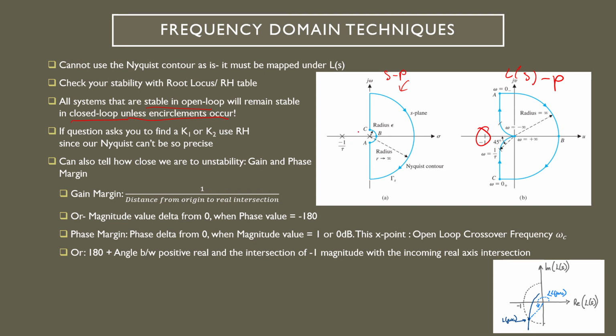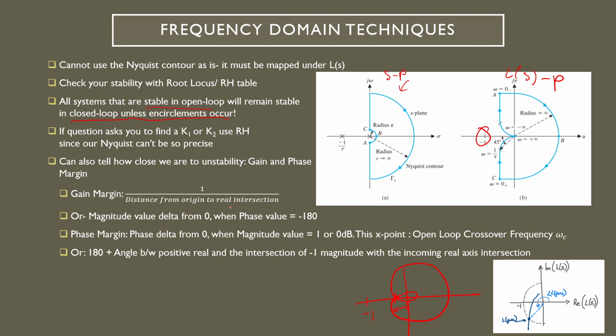So imagine, this is not a very good example, I'll draw out another one here. Imagine a system that has a response that looks like this, and this is -1. There's no encirclements yet, so we can say that this still has a gain margin. We know that when this encircles -1, the gain margin goes away. So the distance from the origin to this point is used in this denominator to get the gain margin.